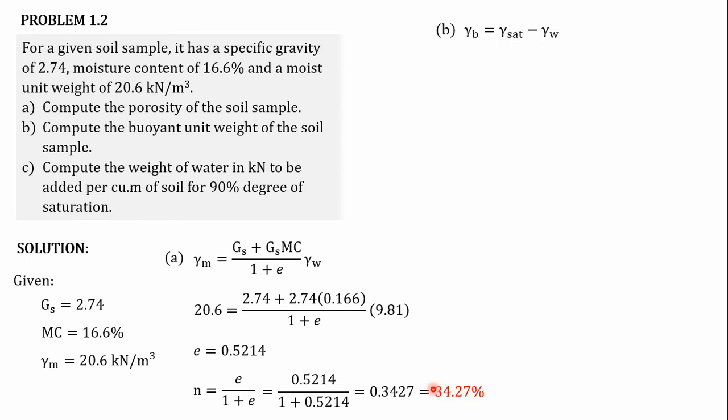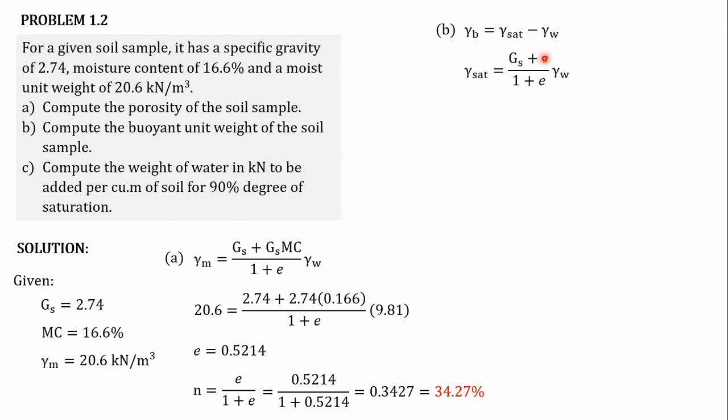So, B. How to solve the buoyant unit weight? We know that the buoyant unit weight is equal to unit weight saturated minus unit weight ng water. Ito yung gamitin ko. Dalawang formula to ha. Okay lang yung pangalawang gamitin natin, pero ito yung isi-select ko muna.